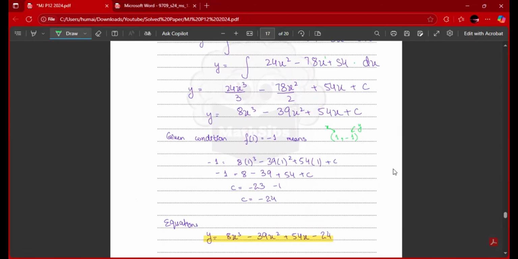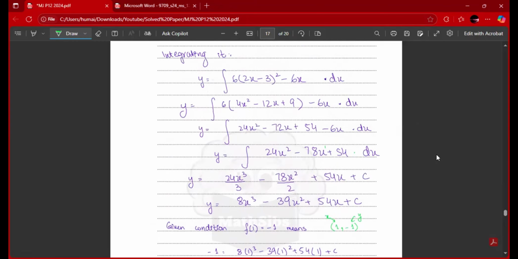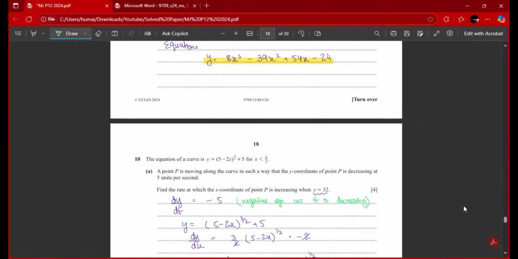So now this is where f(1) is equal to -1 steps in. As I told you, this 1 is x and this -1 is y. So we substitute the values in our equation because we can find c using this, doing all the math algebra things, and we get the value of c is -24. That's it. Substitute it and we get the equation for our f of x. Okay, that's it for last.